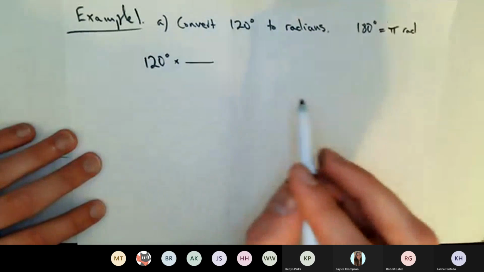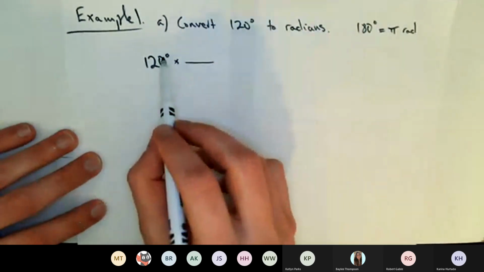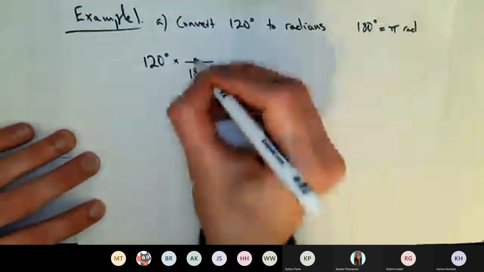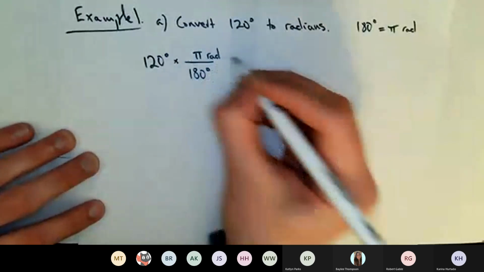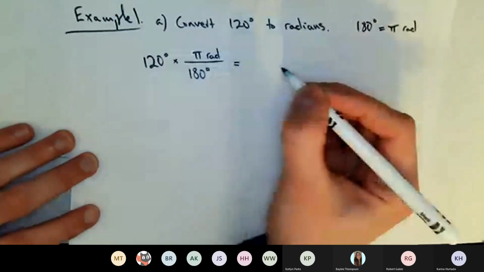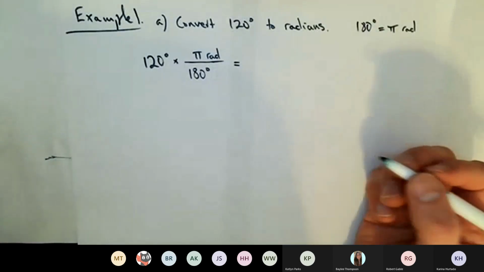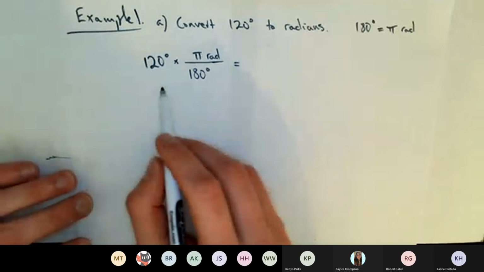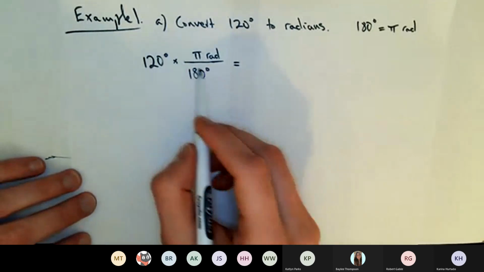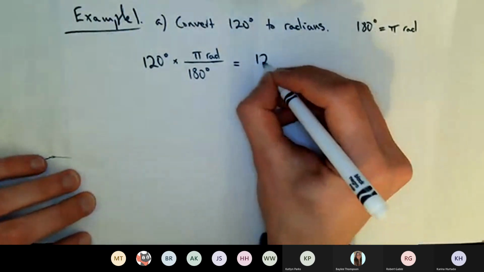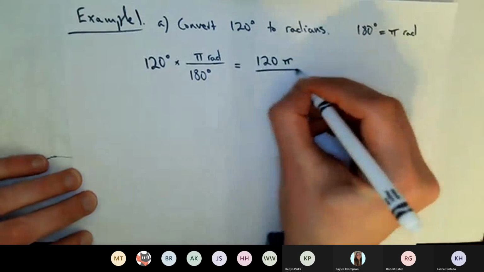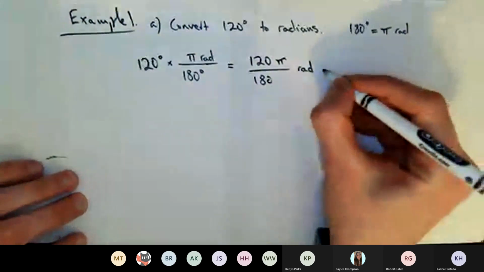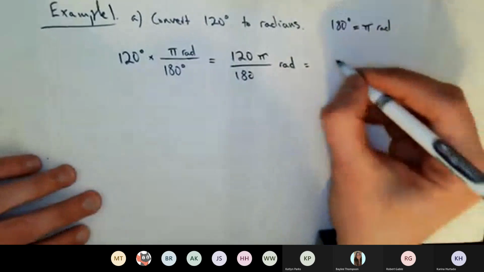You put the thing that you want to get rid of in the bottom. I want to get rid of degrees, so I put that side in the denominator, and I put my pi radians on top, and then I follow through with my fraction multiplication, going to simplify the fractions and all that. So I'm ending up with degrees. The unit of degrees is canceling, and I'm ending up with 120 pi over 180 radians, which hopefully you see, there's a lot of simplification to be done here.